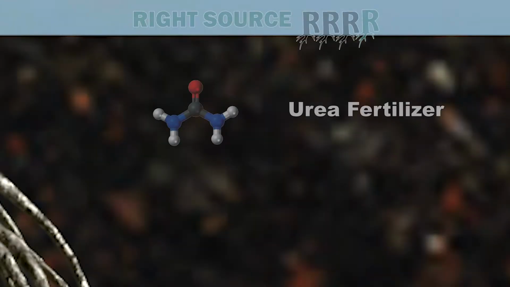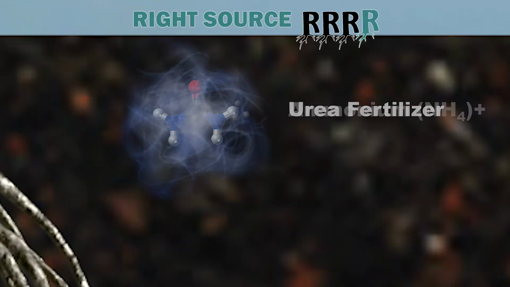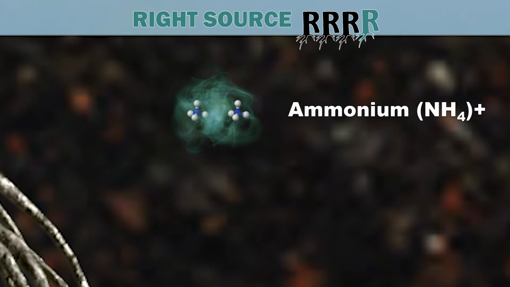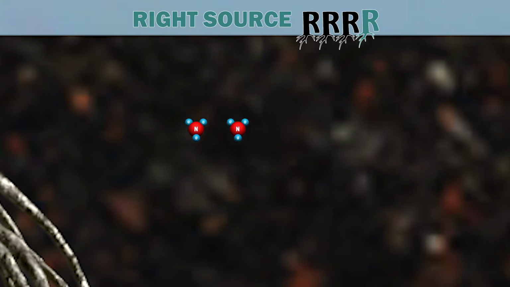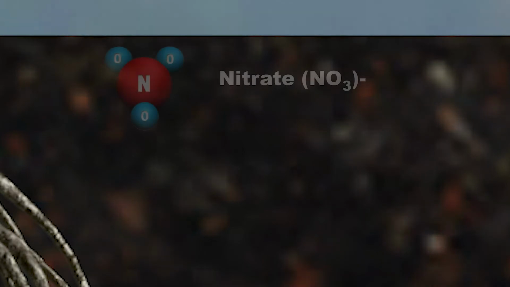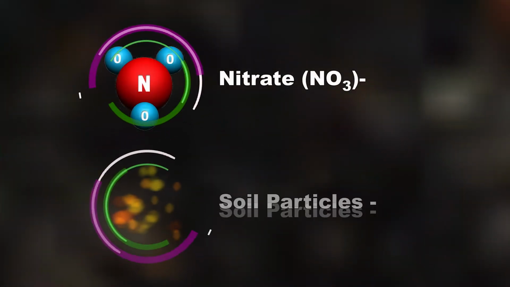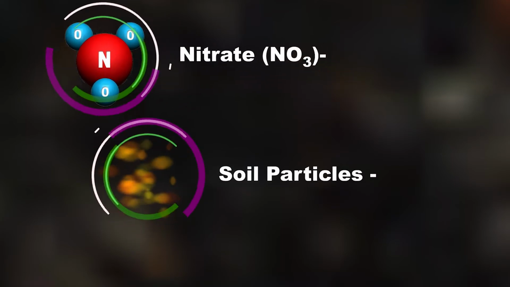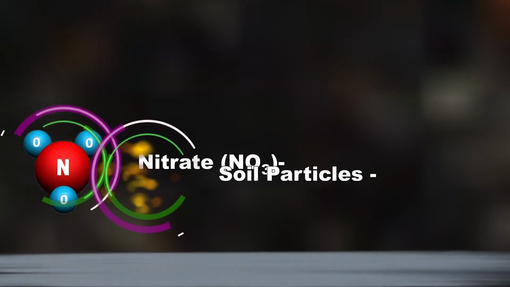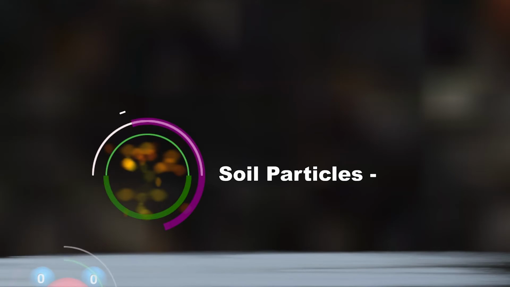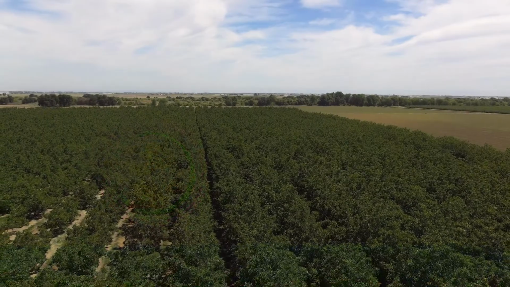The right source is about preventing the applied nitrogen from converting too quickly into nitrate and leaching beyond the roots. Again, nitrate is negatively charged and can move through the soil very easily, so keep that in mind when choosing nitrogen fertilizer and managing that fertilizer application. There is a lot more that goes into selecting the right source.